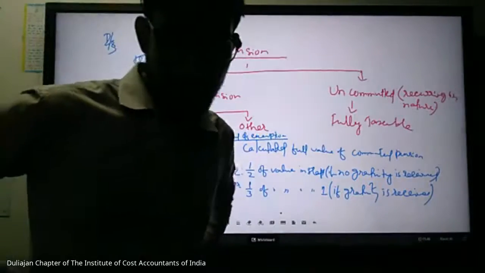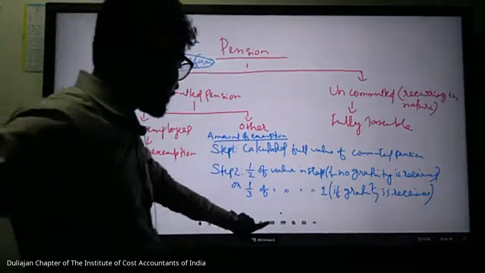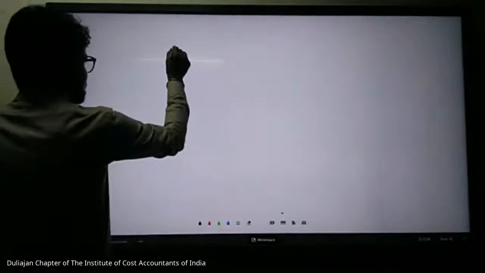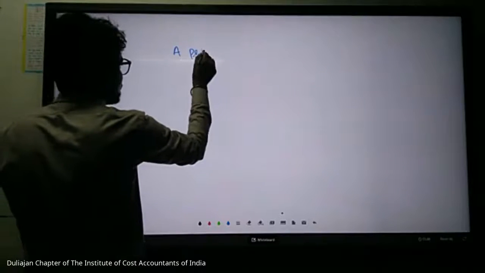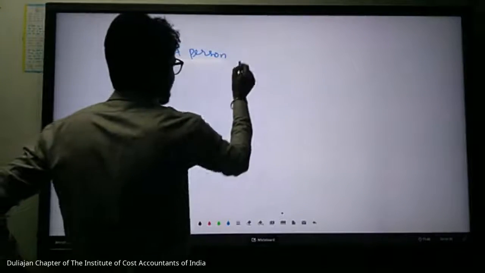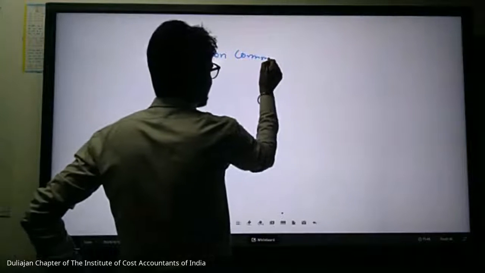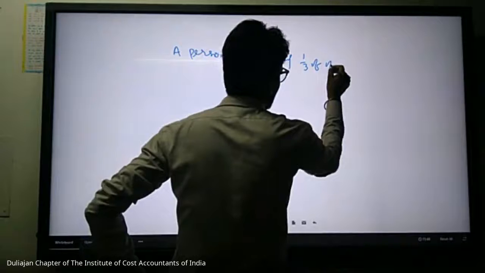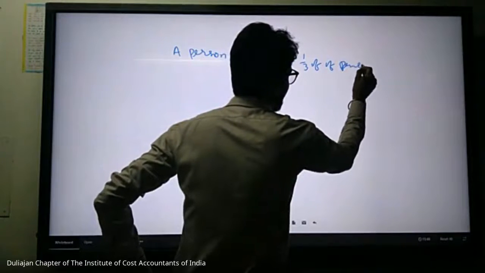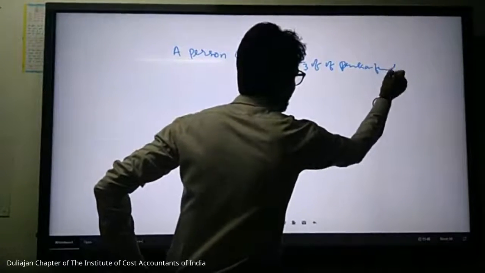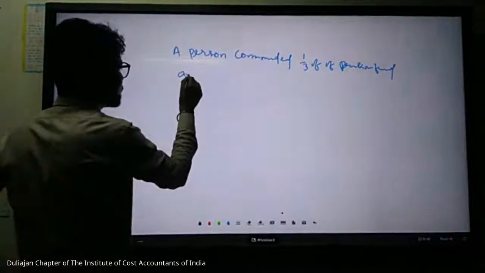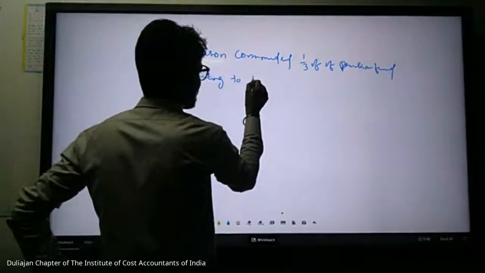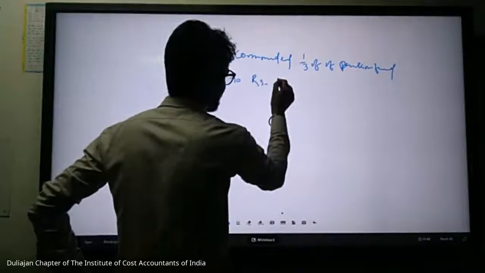Okay, let me explain this. Suppose a person commuted 1/3 of his pension, 1/3 of his pension fund, okay, amounting to rupees 15 lakhs.